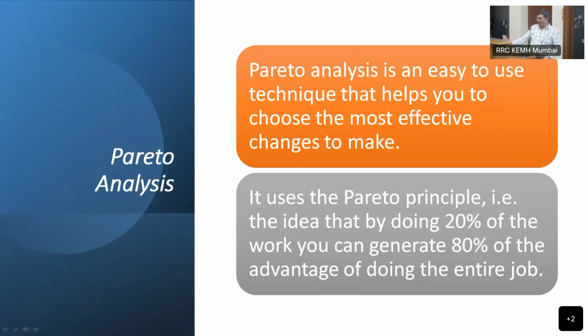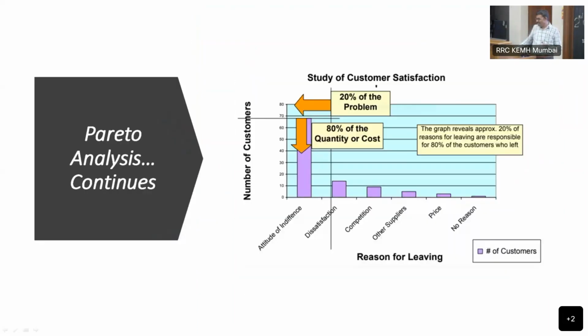So Pareto analysis is an easy-to-use technique that helps you choose the most effective changes to make. The idea is that by doing 20% of the work, you can generate 80% of the benefit. Like this.